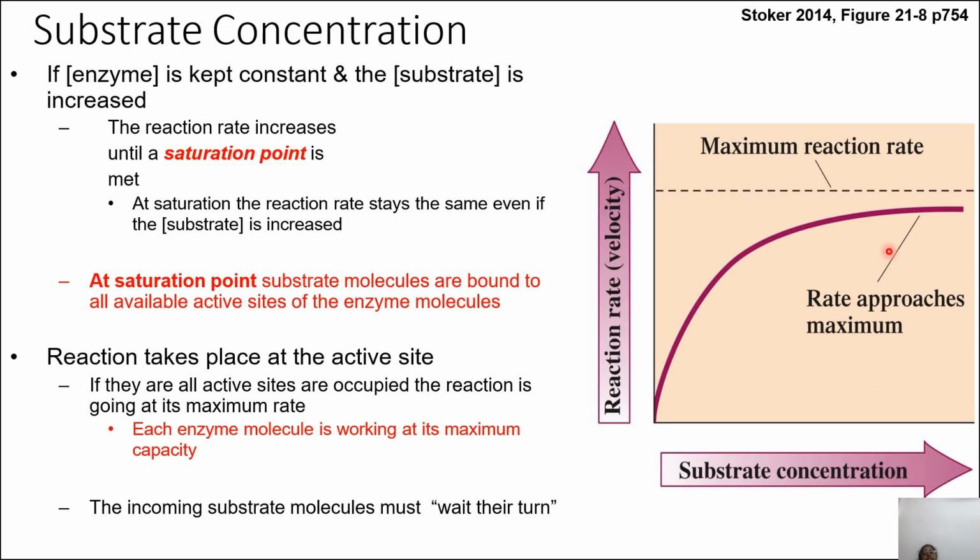Now, substrate concentration. If enzyme is kept constant and the substrate is increased, the reaction rate increases until a saturation point is met. At the saturation point, the reaction stays the same even if substrate is increased. This is basically the Michaelis-Menten equation. So, at saturation point, substrate molecules are bound to all available active sites of the enzyme molecules. Reaction takes place at the active site. If all active sites are occupied, the reaction is going at its maximum rate. Each enzyme molecule is working at its maximum capacity. Incoming substrate molecules must then wait their turn.